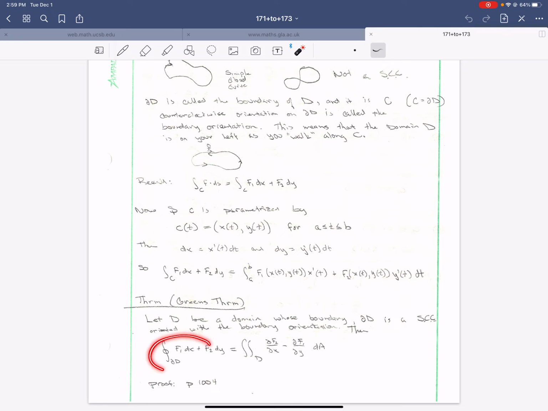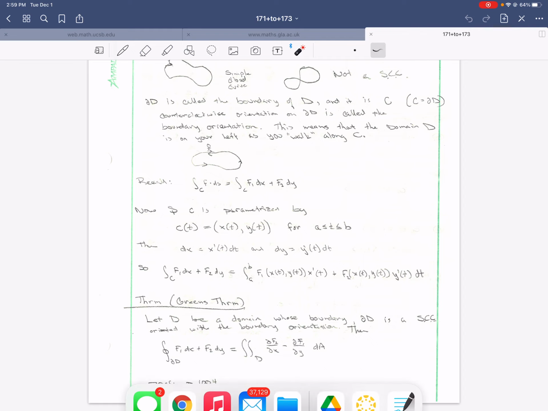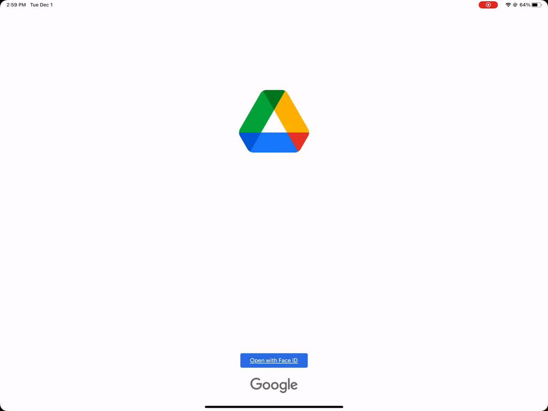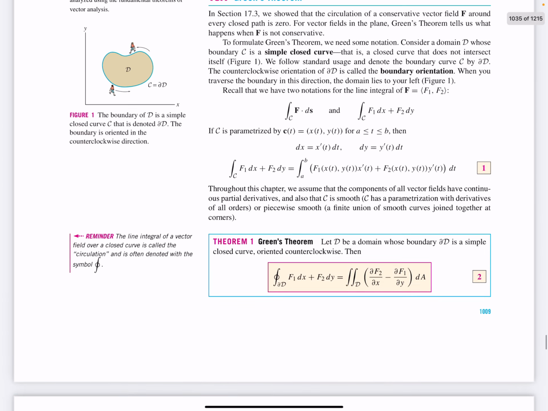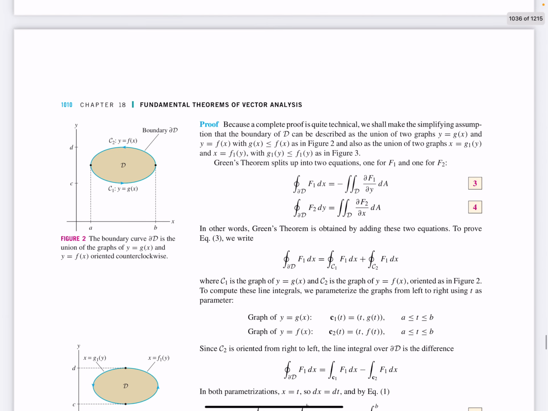Then, if you want circulation through that vector field on some curve, you can find it by using a double integral and these partial derivatives in here. And so somehow it works out. I'd say here the proof is on page 1004. I'm going to show you this. It is right here. So here's the proof.